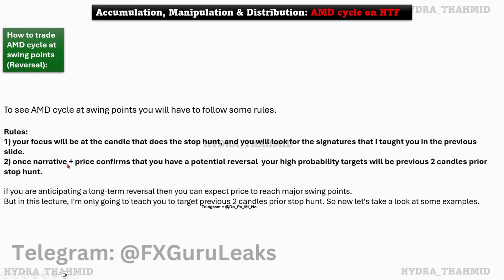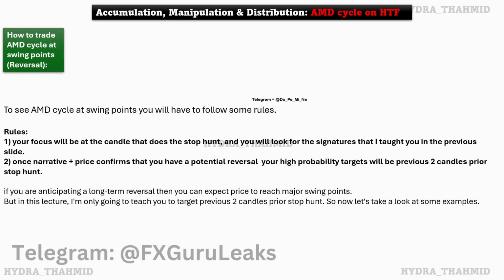The second rule is, once the narrative plus price confirms that you have a potential reversal. I showed you the signatures to look for on the chart to anticipate a reversal. So once you see that, once the narrative is aligned, once price confirms it with time, your high probability targets will be the previous 2 candles prior to the stop hunt. You are focusing first on the candle that does the stop hunt, watching how price is closing that candle's body. If it's closing its body below the swing point, then you are going to be targeting the previous 2 candles prior to the stop hunt.